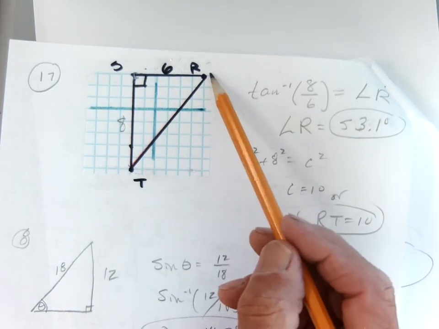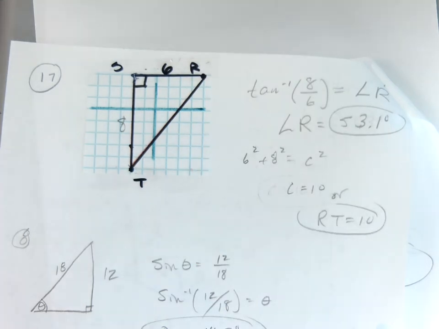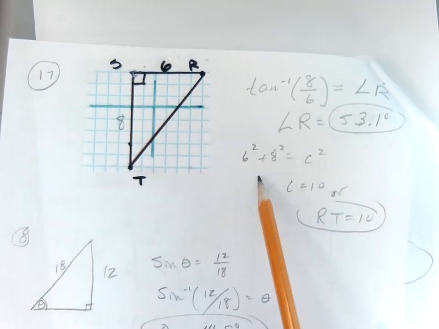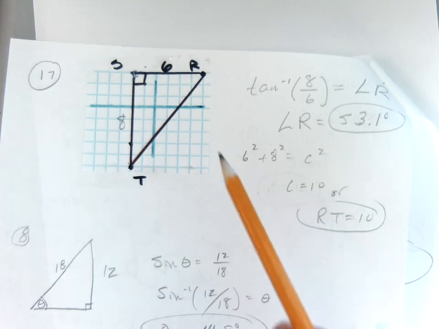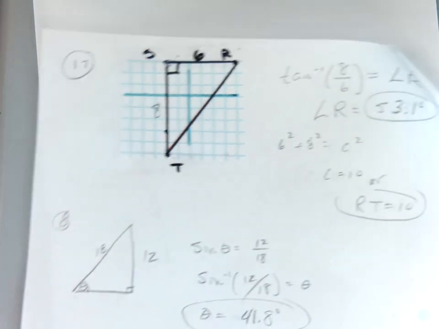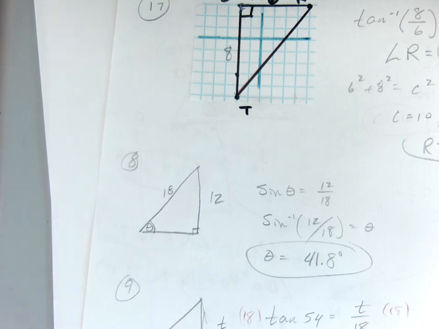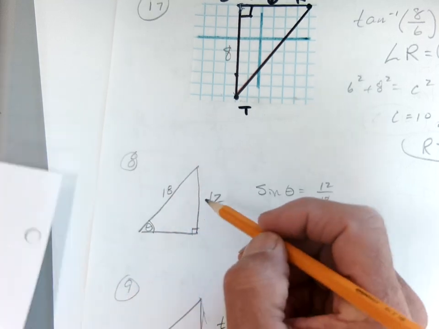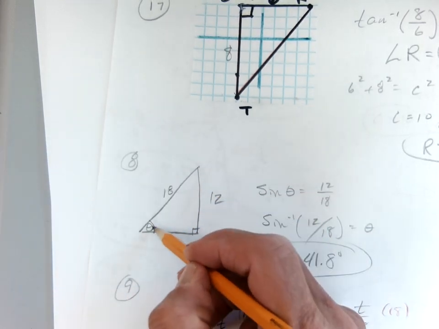Okay, to find this length, I just used Pythagoras theorem. So I went a squared plus b squared equals c squared. I got 100. Square root of 100 was 10, so RT is 10. Number 8, I got an 18-foot ladder. Here's my 18-foot ladder. And it leans against a 12-foot wall. I need to find the angle.